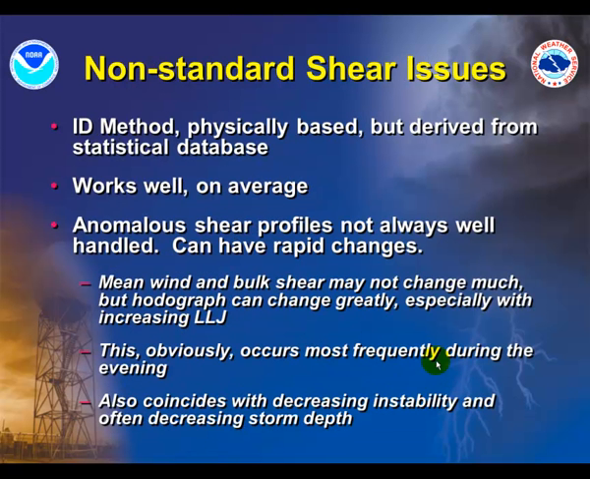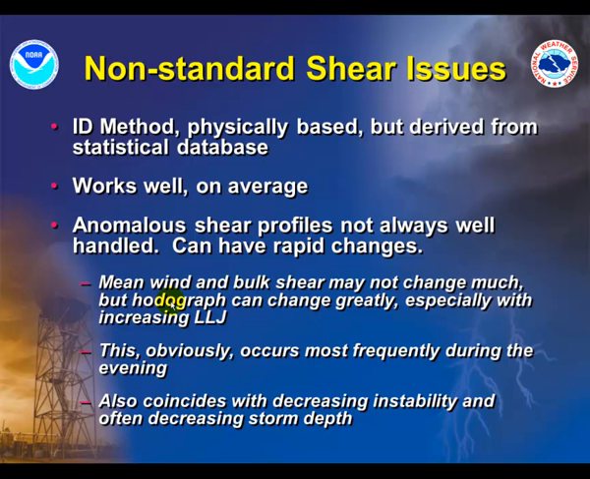Another issue is this non-standard shear issue. Once again, the ID method is physically based, but it's derived from a statistical database. So it works well on average for isolated storms. However, anomalous shear profiles that fall on the extremes of the database on which they were basing this study are not always handled well by this method because of that. And you can have rapid changes in those shear profiles.